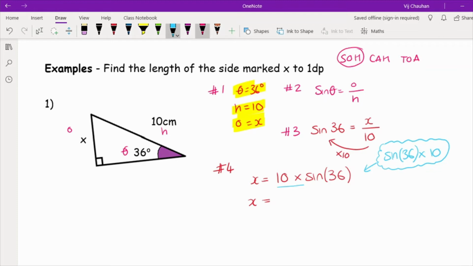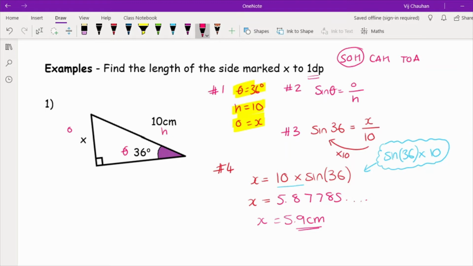5.87785, and there are a few other numbers that follow it. In this particular question, it's asked me to round it to one decimal place, so that gives me an answer of 5.9, and it's going to be in centimetres.